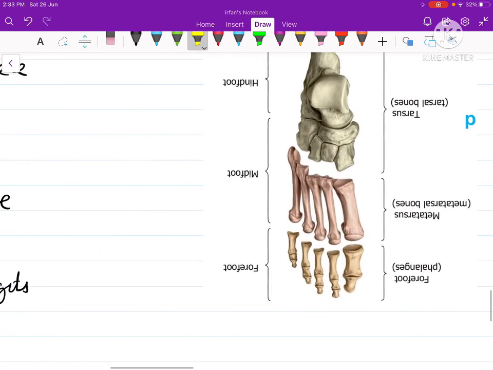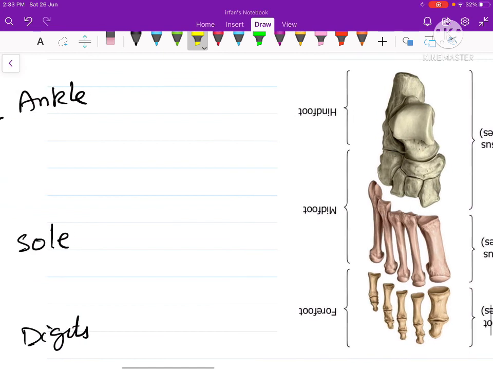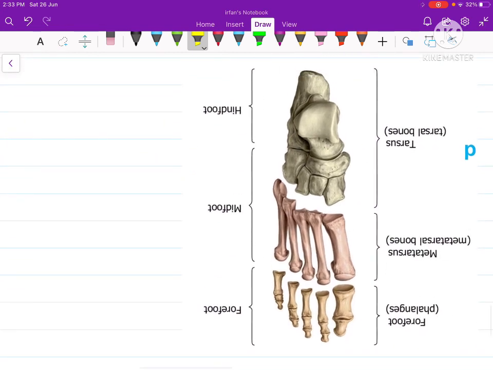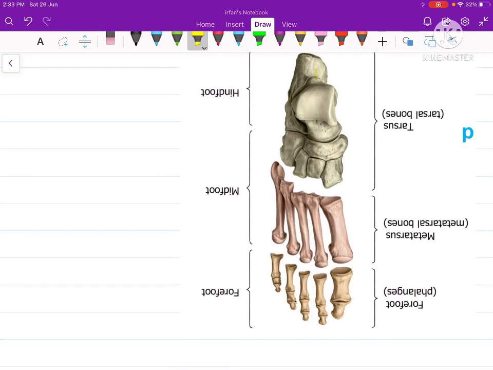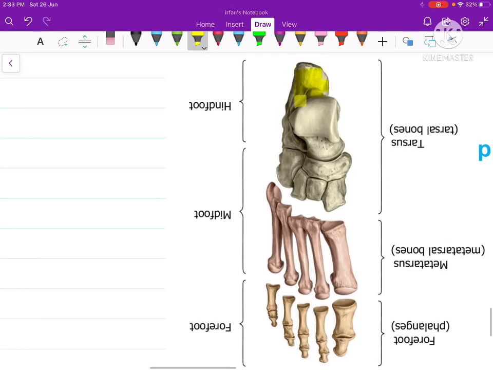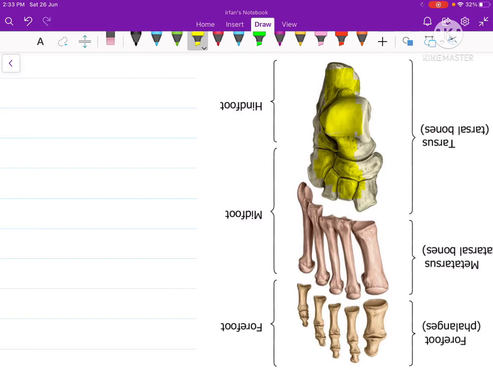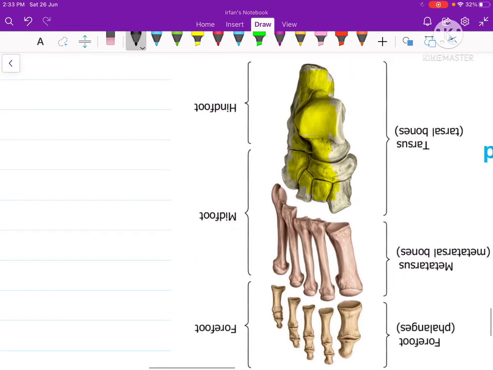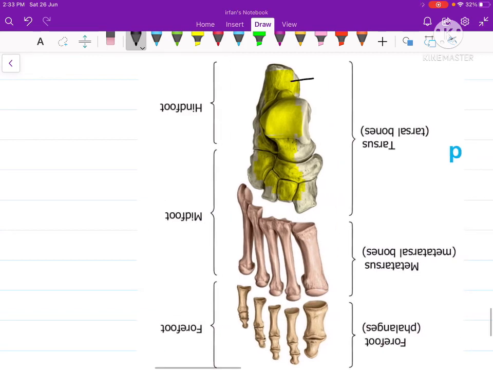Here is the expanded version of the foot, an upside down model. You can see this portion represents our forefoot, this is the mid part, and this is the hindfoot. This part is represented by the tarsals, and the number of tarsals that we have is 7. If I label them, the names of these tarsals include the following.